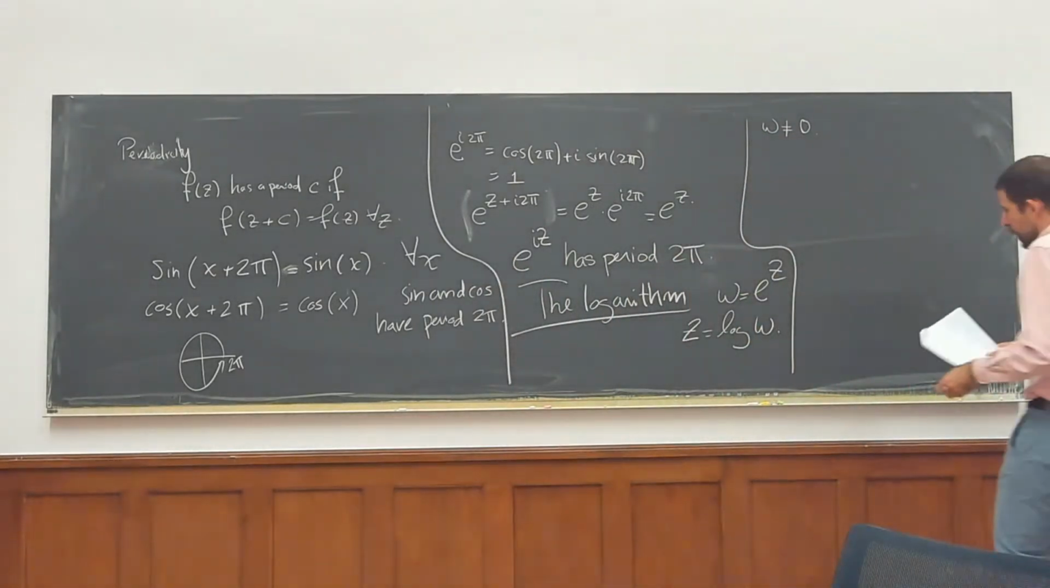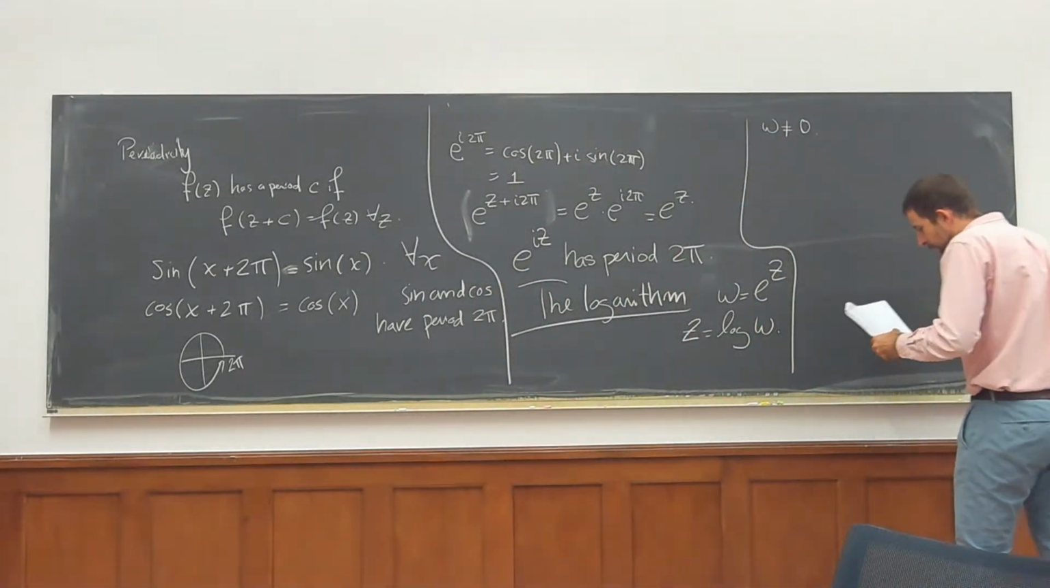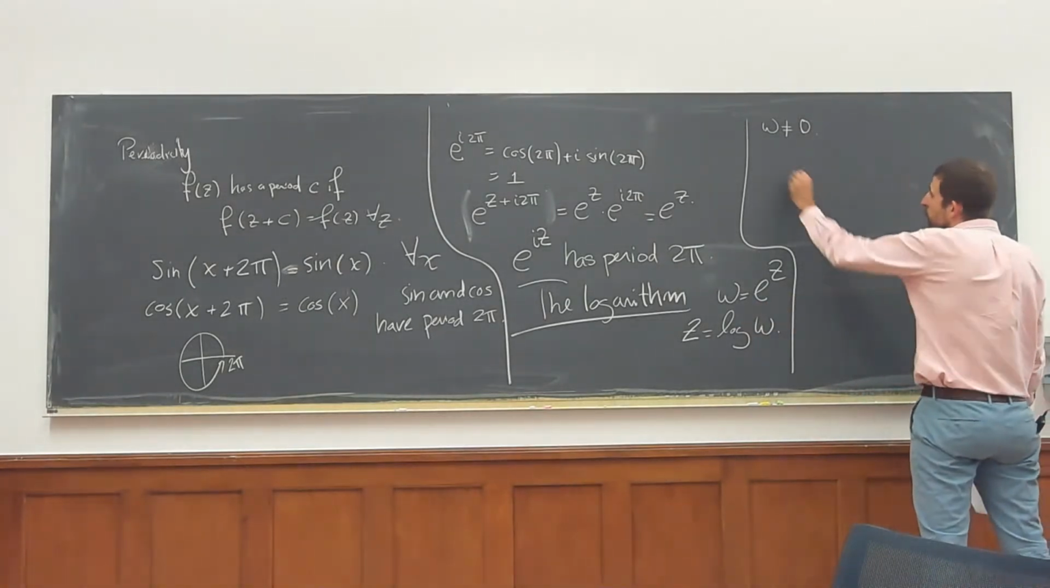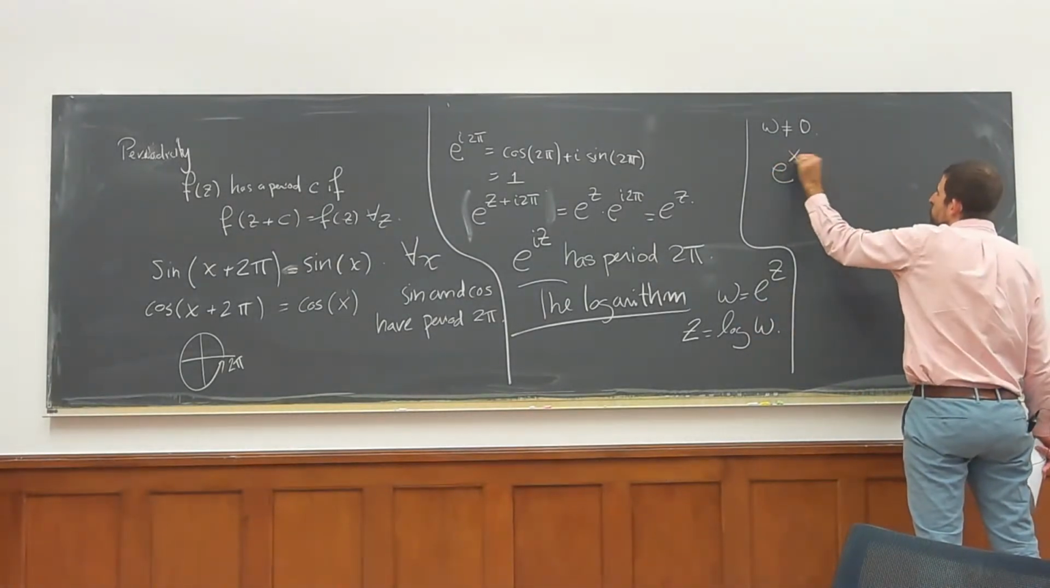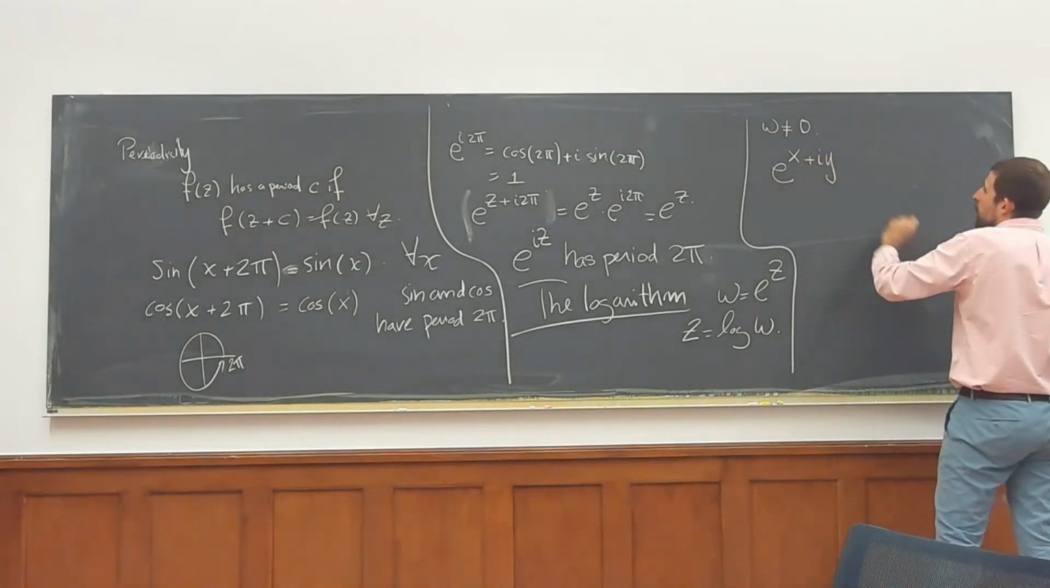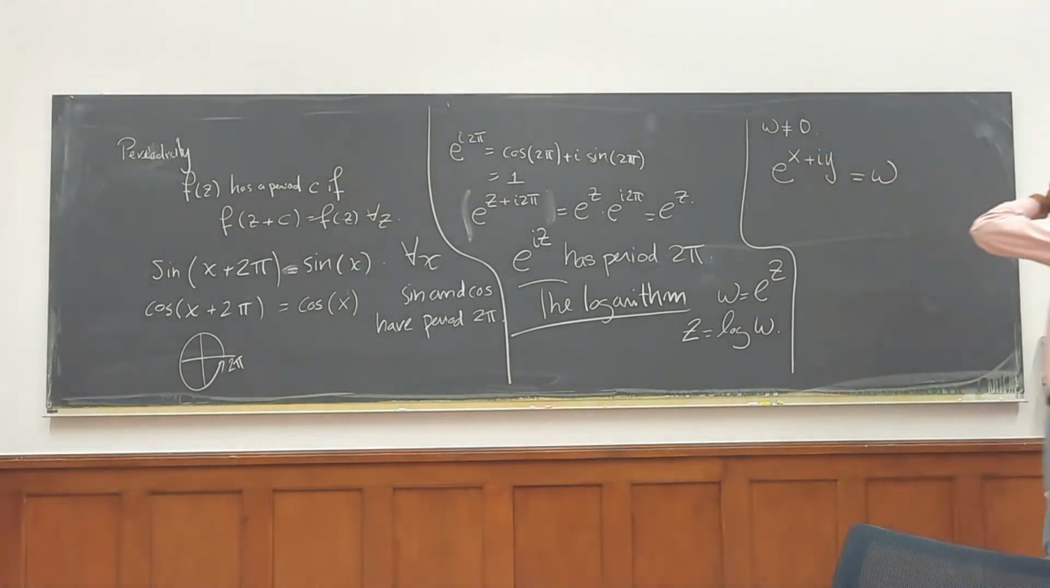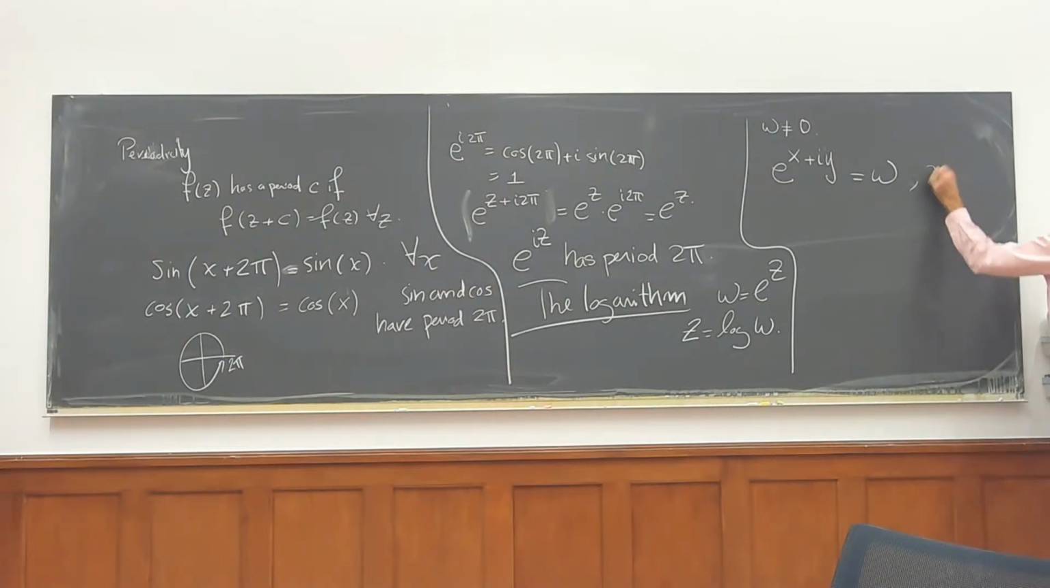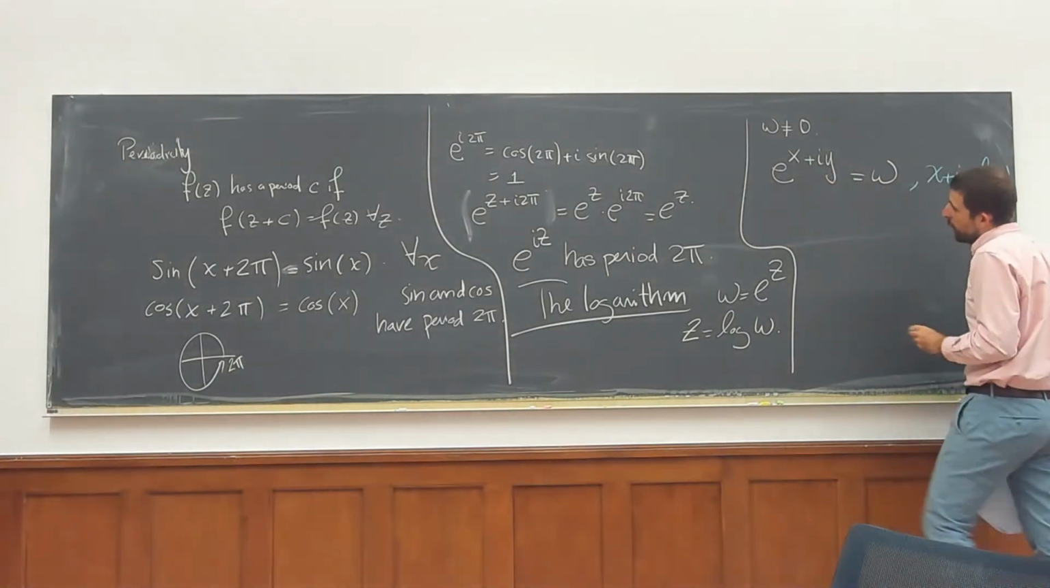Now, let's say that we want to calculate the logarithm. So let's put things in terms of real and imaginary parts. Let's say we have something like this, and now x plus iy. So just write the same thing again: x plus iy is just equal to the logarithm of w. So what do we know about this? We know that x and y are real here, remember.